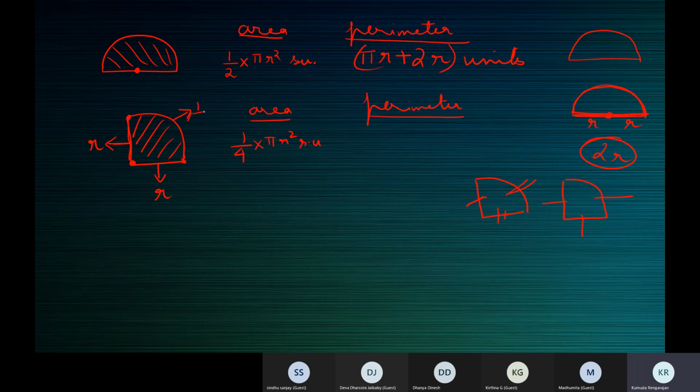The length of this will be 1/4 of 2 pi r. 2 pi r is the full length. The length of this one will be 1/4 of 2 pi r. On cancelling, you get pi r by 2. So it is pi r by 2 plus r plus r. Or you can say pi r by 2 plus 2r units. All right, children? Yes, ma'am. Understood, ma'am. Very good. Write down, children.